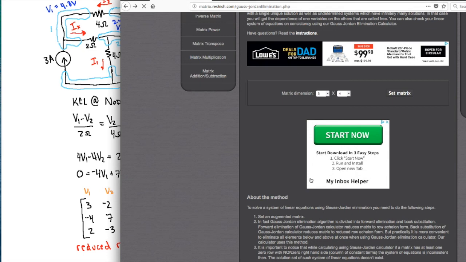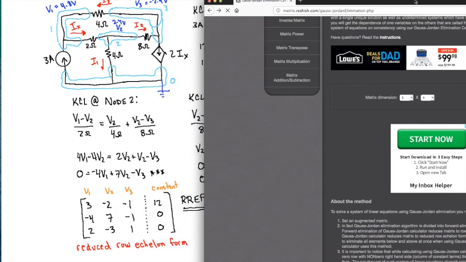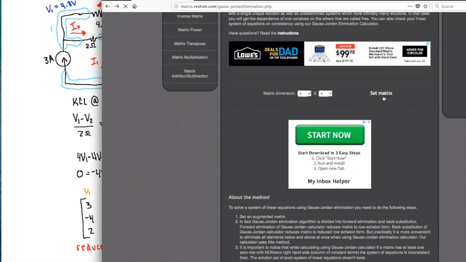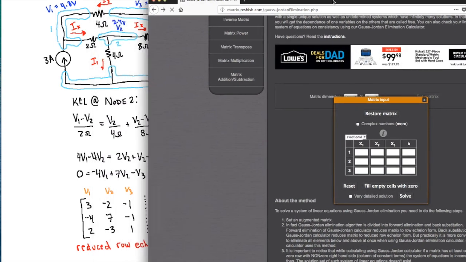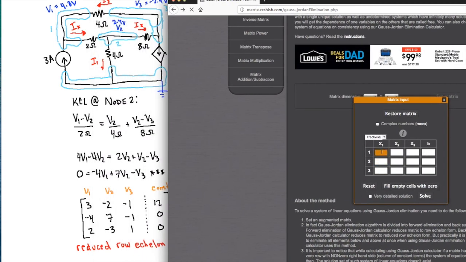I'm at this website here, matrix.reshish.com/Gauss-Jordan elimination. I'll start by saying that I want a matrix that's 3 by 4. So you see my matrix here: I've got 3 rows and 4 columns. Let me say set matrix, and I will just type in 3, minus 2, minus 1, 12, negative 4, 7, minus 1, 0, 2, minus 3, 1, 0. And then I'll click solve.